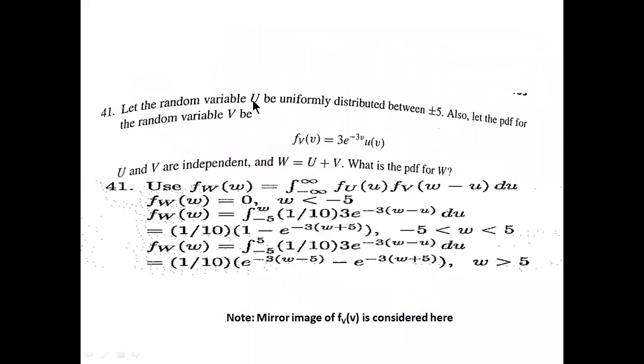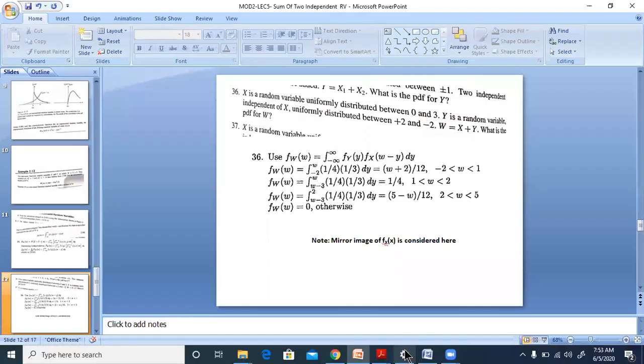Let the random variable U be uniformly distributed between plus or minus 5. Also let the PDF for the random variable V be this. Now, f_V is an exponential function, 3e to the power of minus 3v u(v), whereas U is uniformly distributed between plus or minus 5. Range of values are from minus 5 to 5. So definitely uniformly distributed means magnitude will be equal to 1 by 10.